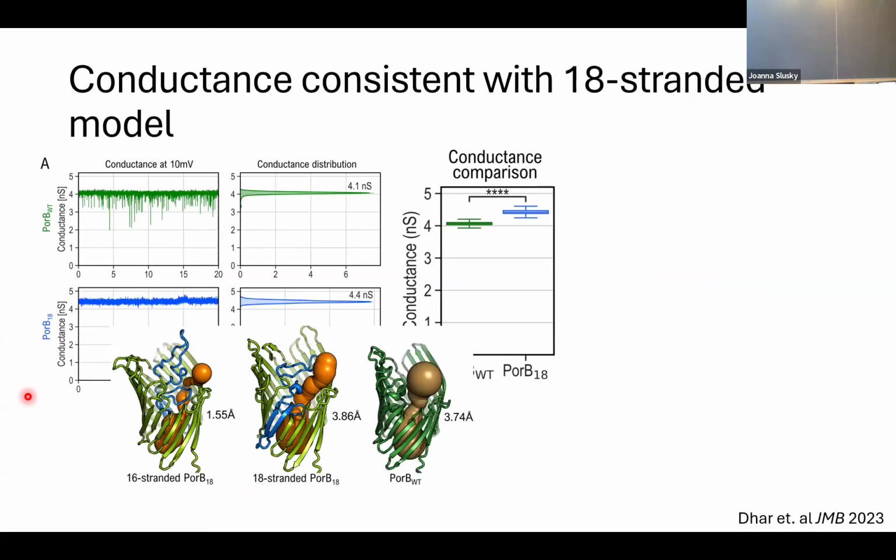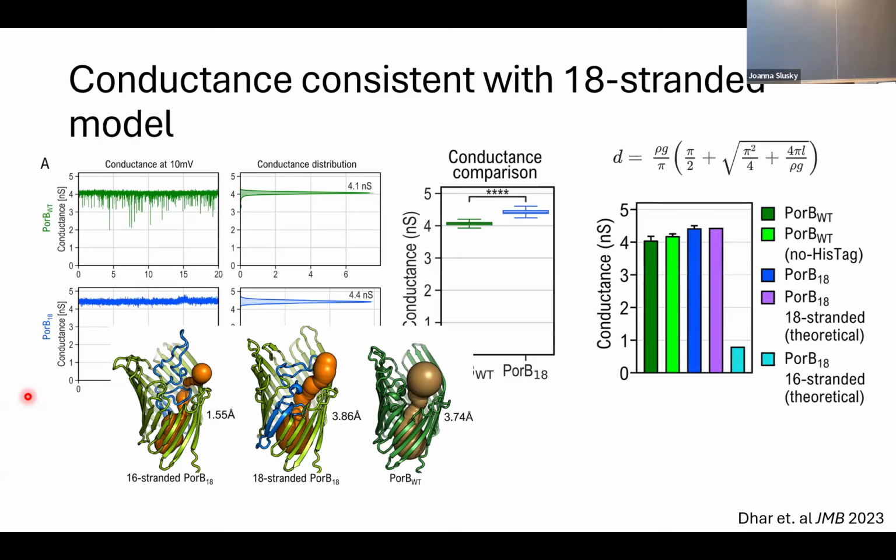If you model the difference of what's going through, then you would expect, again, PorB wild type to be slightly smaller than PorB18 if it's 18-stranded, but PorB18 if it's 16-stranded would be super small. And so you can actually take the conductance and the potential radii and match them up. And this is where that conductance should be if PorB were 16-stranded, and where it actually is is very close to where it should be.